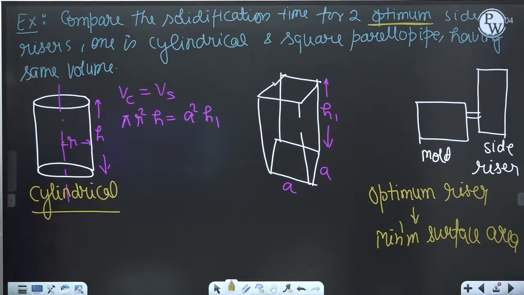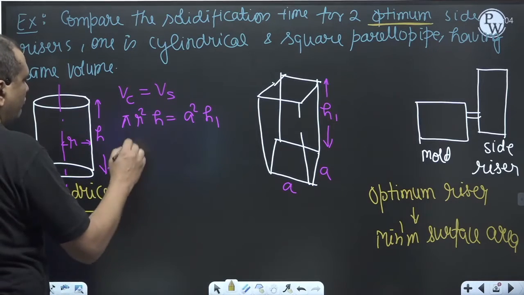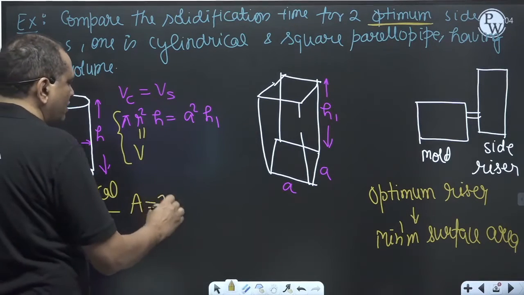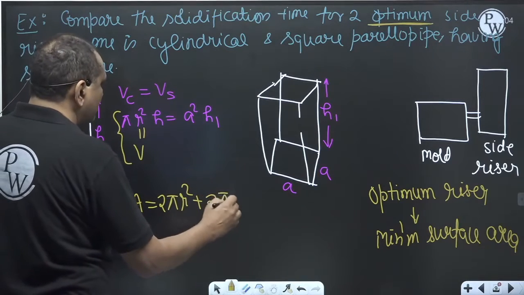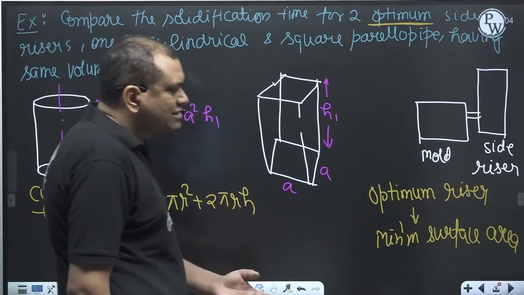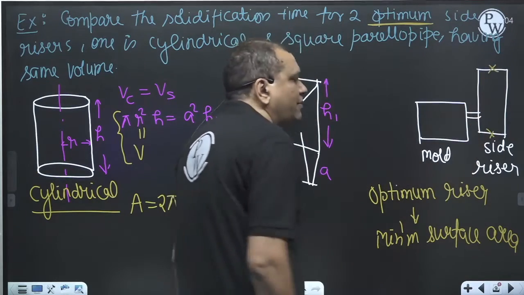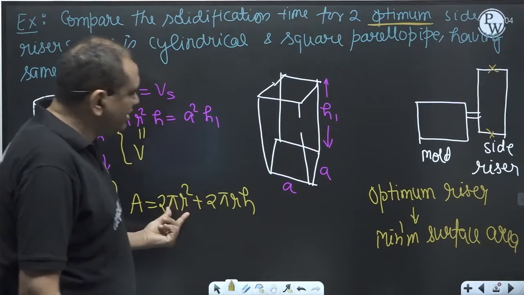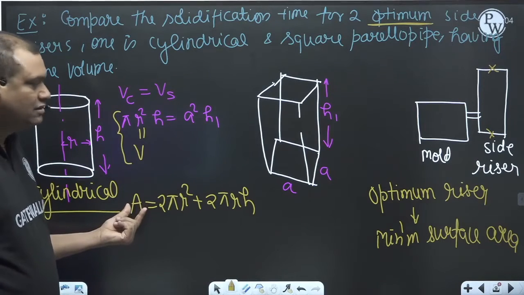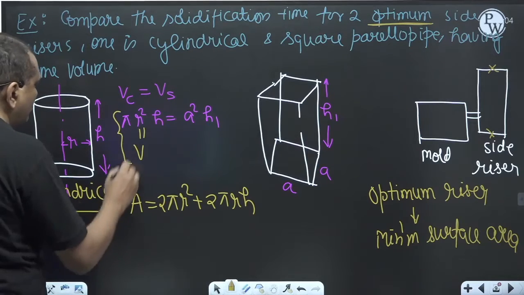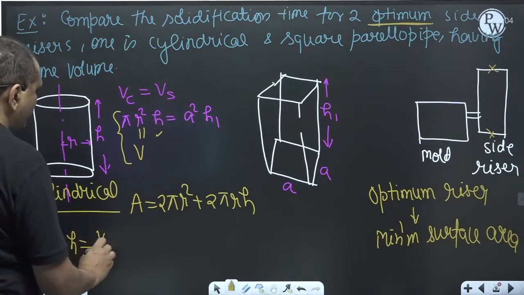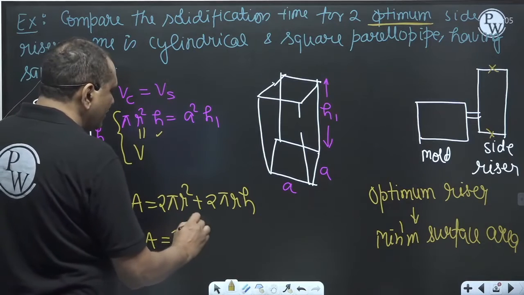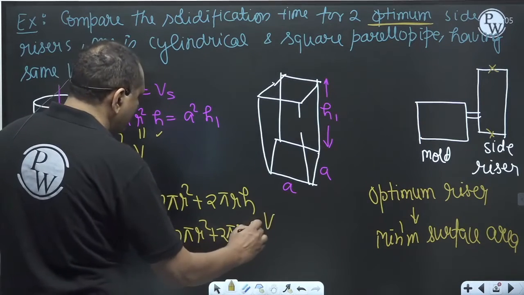Let us say cylindrical. Volume is this. Surface area is 2 pi r square plus 2 pi r h, because it's a side riser, both the bottom and top area, heat transfer is taking place, so both areas will be counted here. Correct. Now the volume is constant, so from here h is equal to V by pi r square. Put it here, so A is 2 pi r square plus 2 pi r, volume by pi r square.